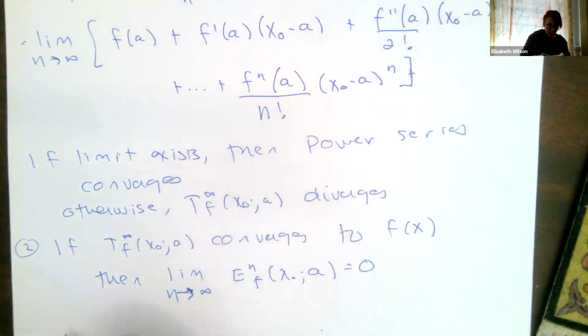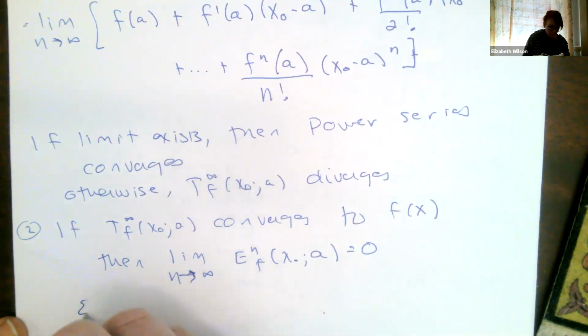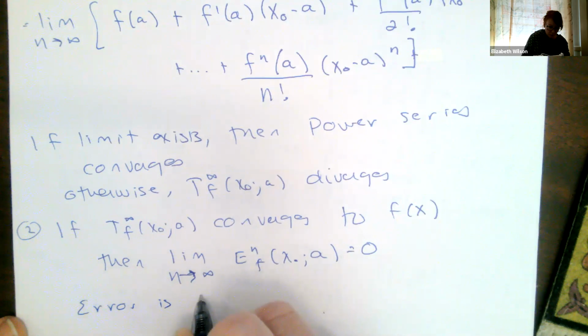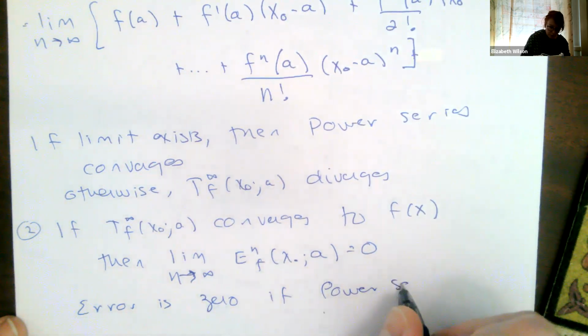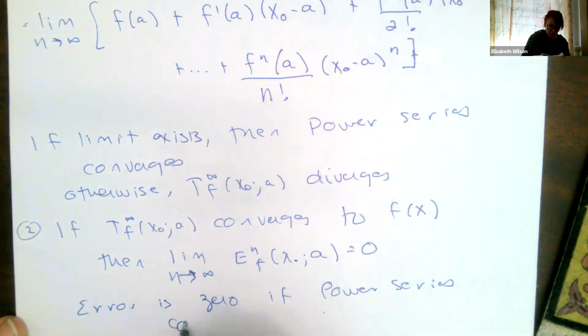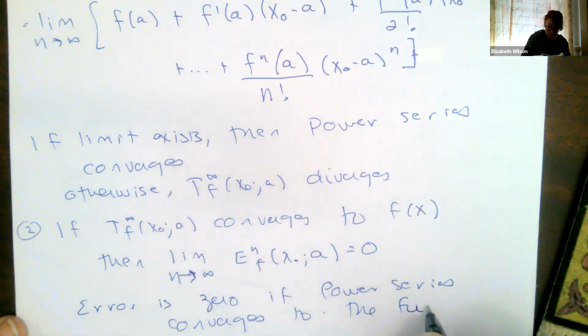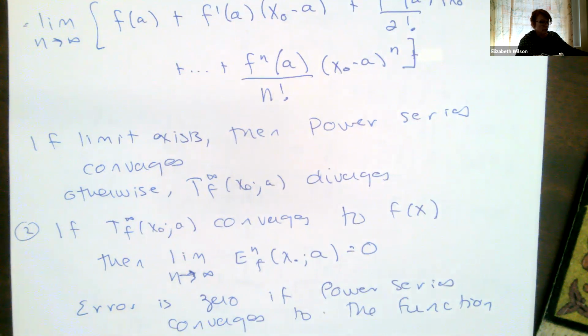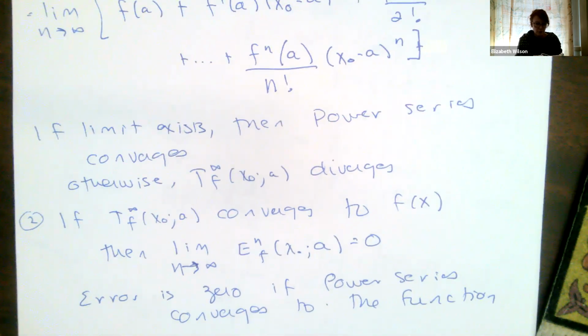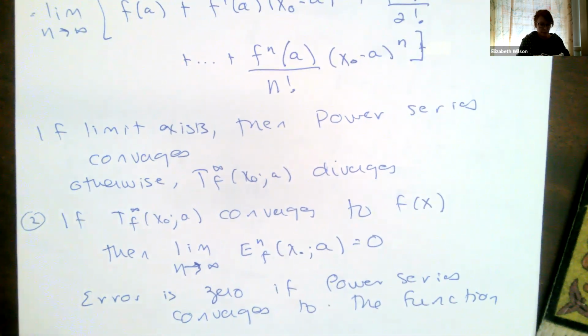Let me write that in English down here. So the error is 0 if the power series converges to the function, and it's going to converge to the function if our limit exists. I'll let you finish writing that, and then we'll remind you about a couple things about limits to keep in mind.